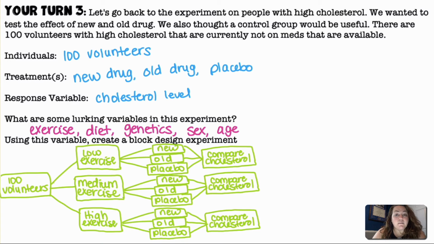So again, I'm not randomly assigning them to their exercise. I'm basing that off of what their current exercise levels are. Okay, so if they have very low exercise levels, then they go into that group. If they have medium exercise levels, they go into that group.